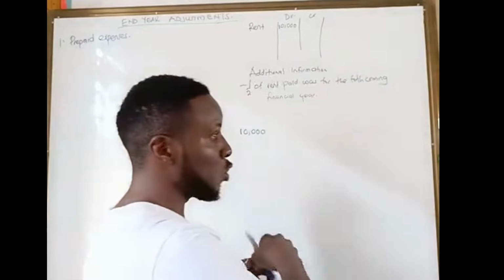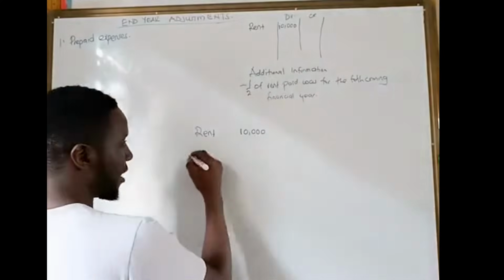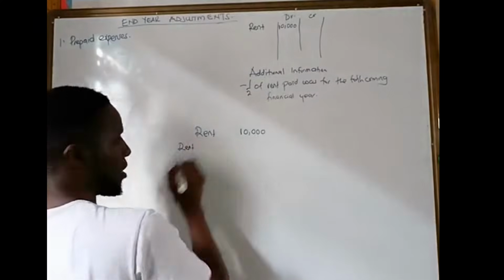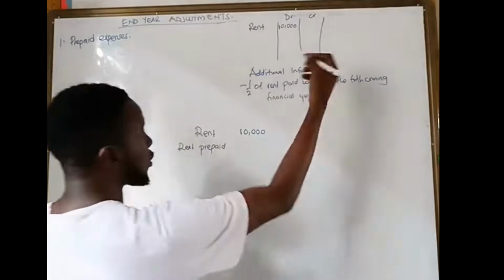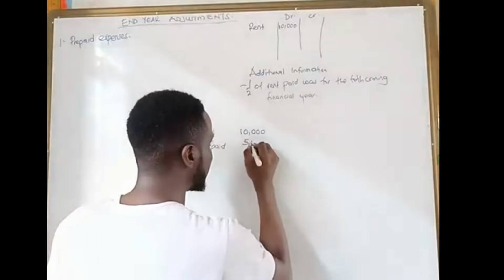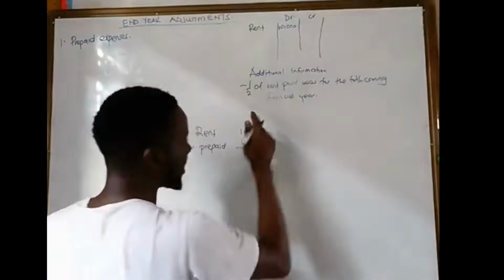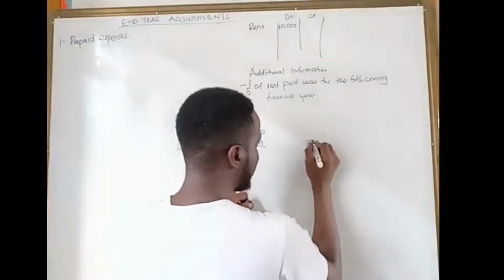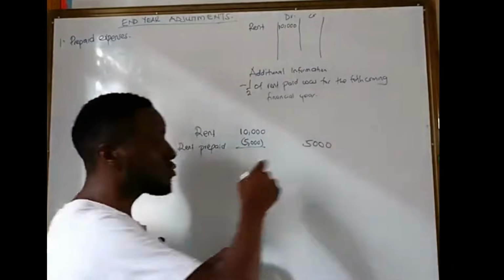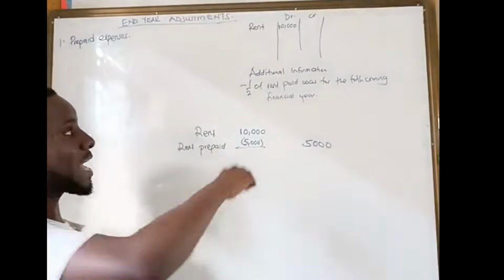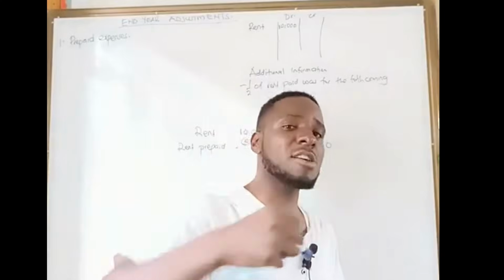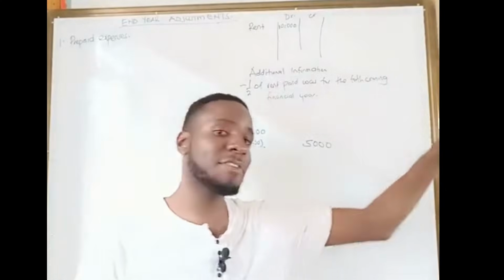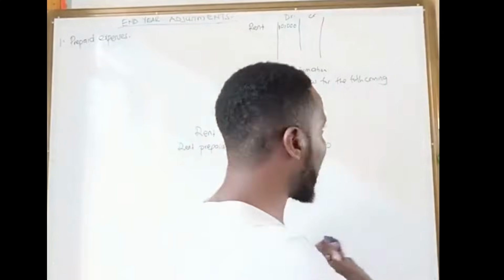So we shall come back here and say rent prepaid, and we subtract off the half, which is 5,000. So our rent will be 5,000, because we are looking at this financial year, not the forthcoming financial year. The 5,000 will be catered for in the forthcoming financial year. So this is how it's supposed to be done.